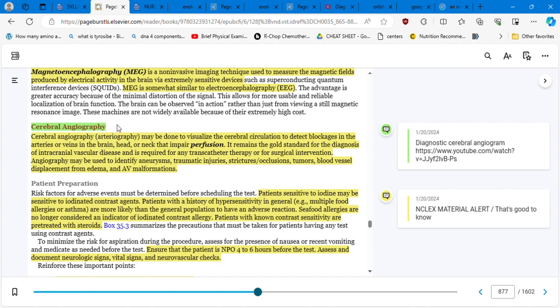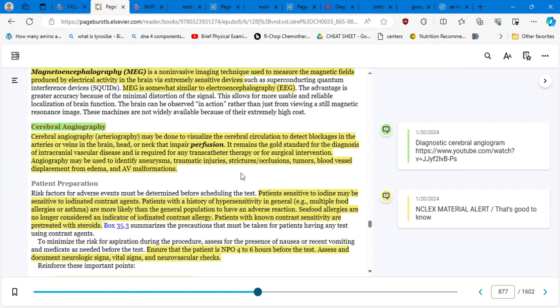Cerebral angiography. This may be done to visualize the cerebral circulation to detect blockages in the arteries or veins in the brain, head, or neck that impair perfusion. So when we are talking about the neck, we are talking about the carotid, right? As we saw in the video of the circulation of the brain.